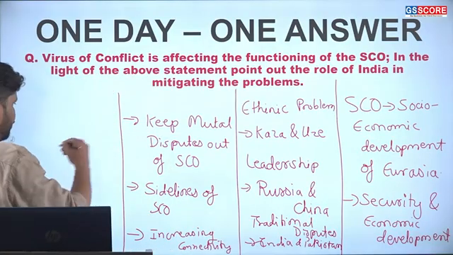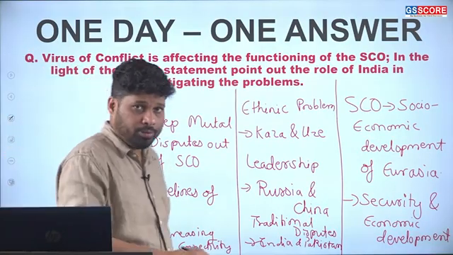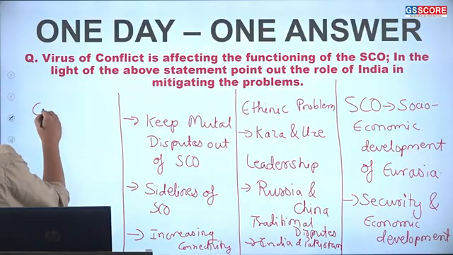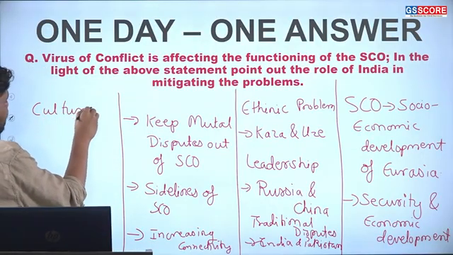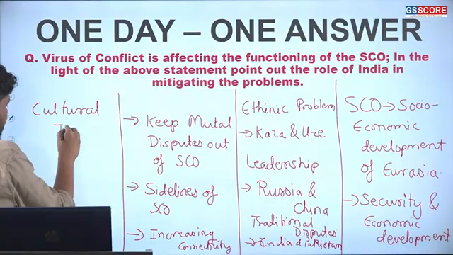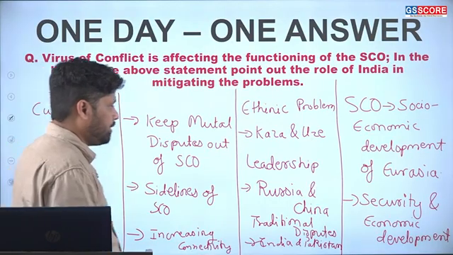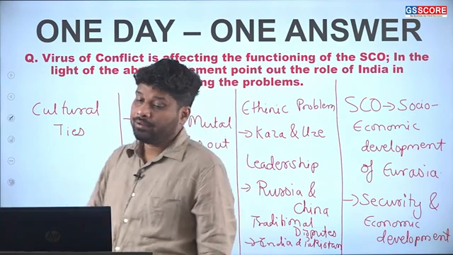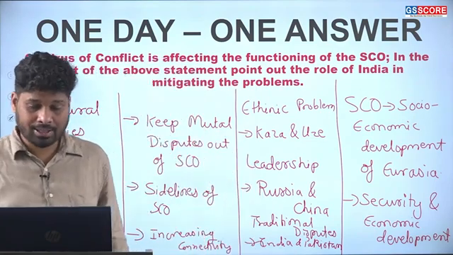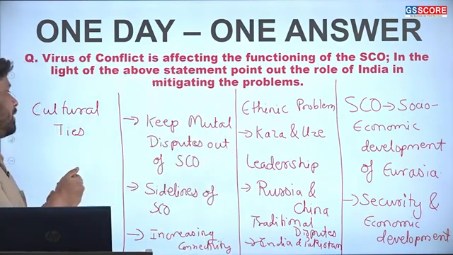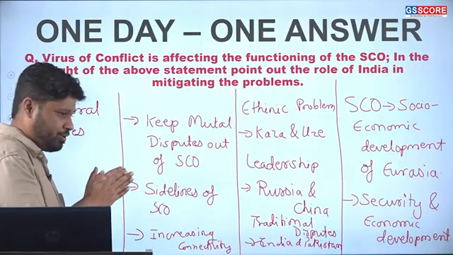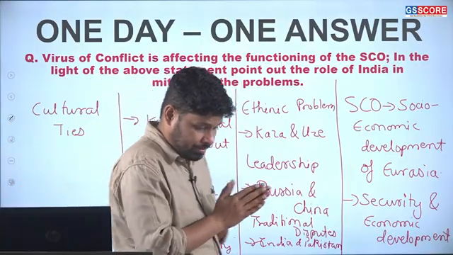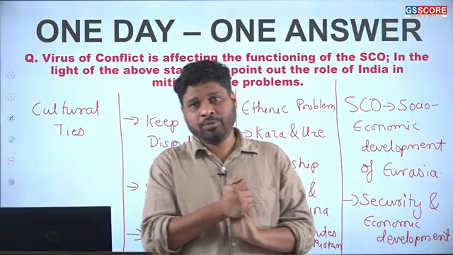Also, it is important because these countries are also culturally bound to each other. So there has to be enhancement of cultural ties, which basically India can lead. So these basically are the ways in which the disputes in the Shanghai Cooperation Organization can be resolved with a stance taken by India, initiatives taken by India.